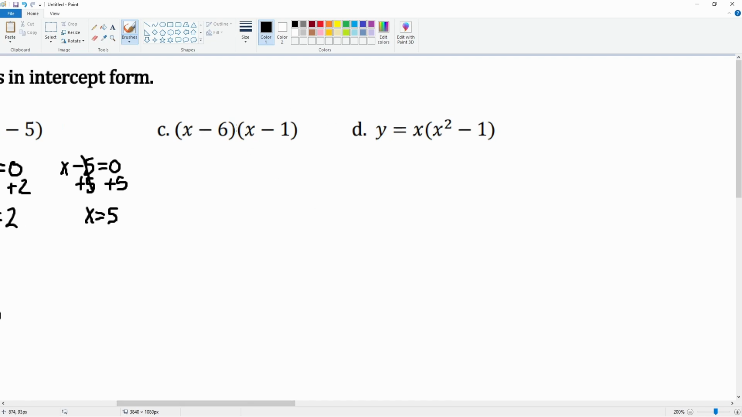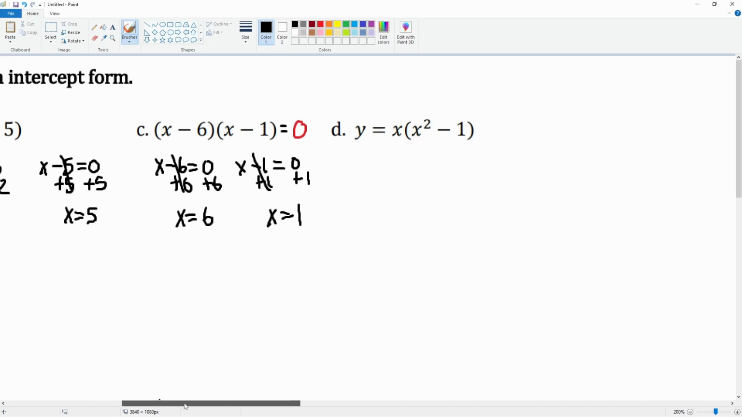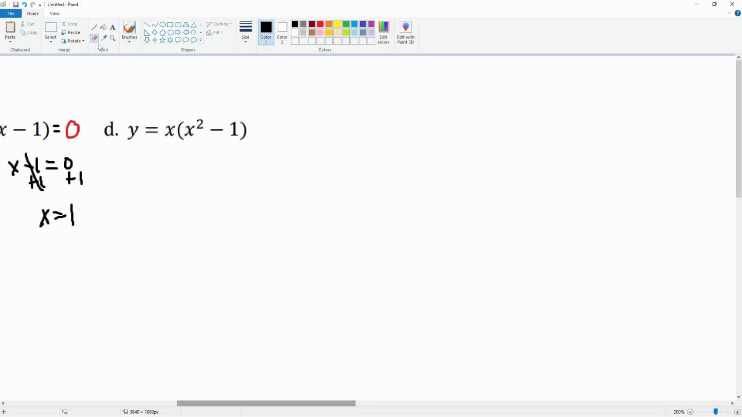Next one, I forgot to make this equal to y. So make sure you set it equal to y, then make it equal to 0. Then we individually set each factor equal to 0. So x minus 6 is equal to 0, and x minus 1 is equal to 0. Add 6 to both sides. This cancels, giving x is equal to 6. We add 1 to both sides here. This cancels, x is equal to 1. So those are your solutions, roots, and zeros.